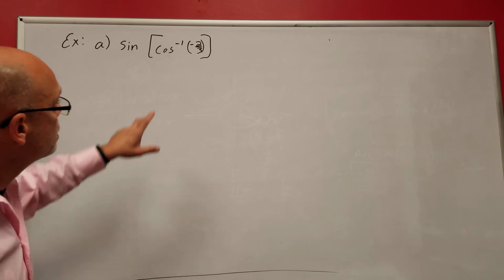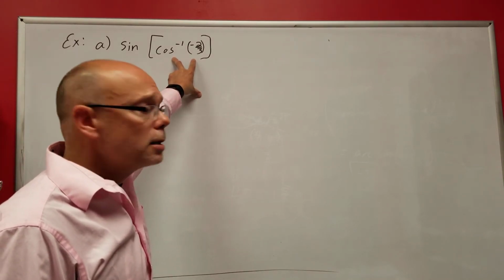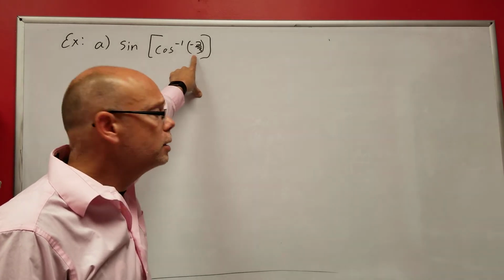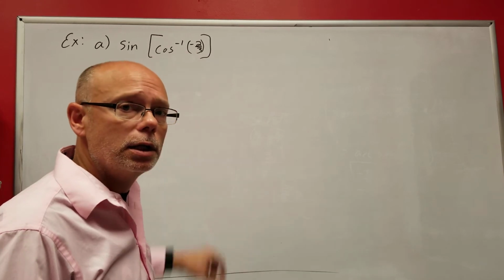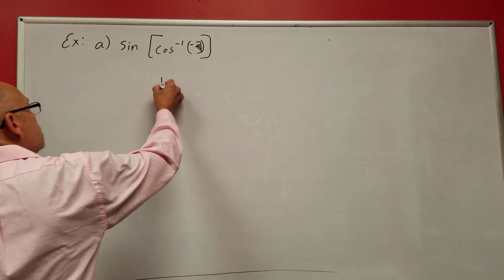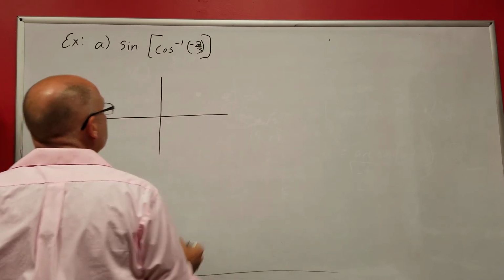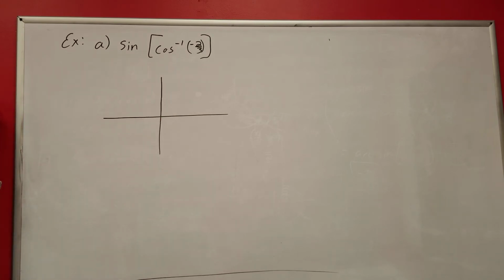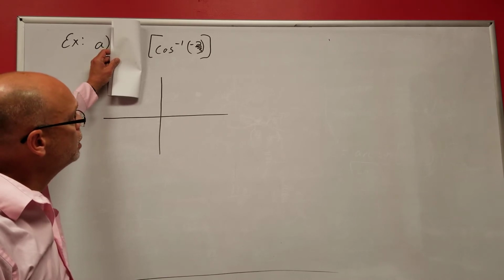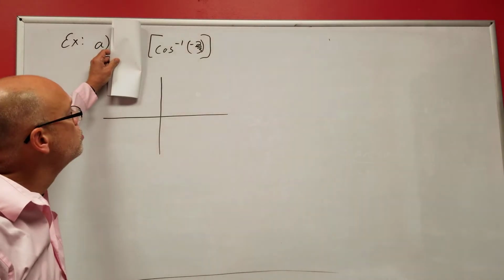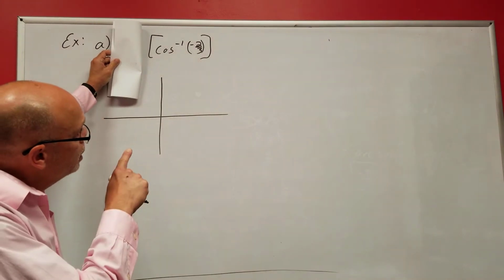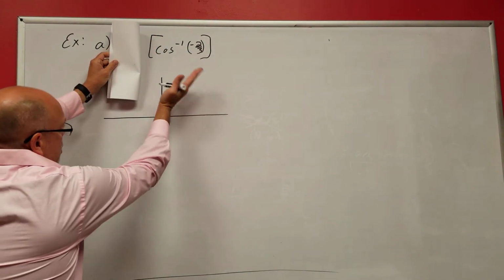So how do I find this? Well, I look at the inside and I say, what is the angle whose cosine is negative 2/3? I don't know. That was not a value I had to learn on the unit circle. So what I do is I draw a picture of this. I say, okay, let's look at drawing a picture of this part right here. And let's focus on the inside part. The angle whose cosine is negative 2/3. Now, if I start out with an inverse cosine like this, I'm restricted between 0 and pi.